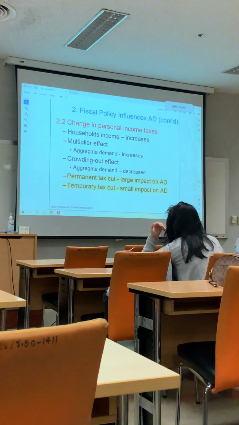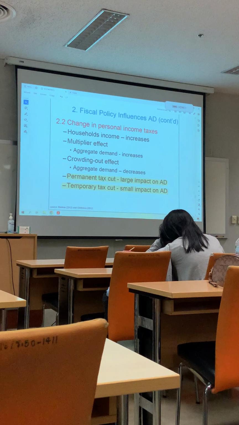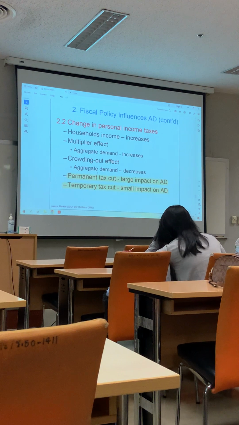AD will change more or less in the case of a tax change depending on whether the government tries to make a permanent tax change. For example, I want to cut tax by 20% and this rate will continue forever. So this is a permanent tax change. If it's a permanent tax change, it can have a large and permanent effect on AD as well, because I don't change the tax all the time, I just change it permanently. So it will have a large impact on AD.